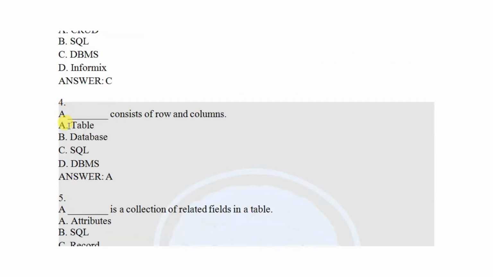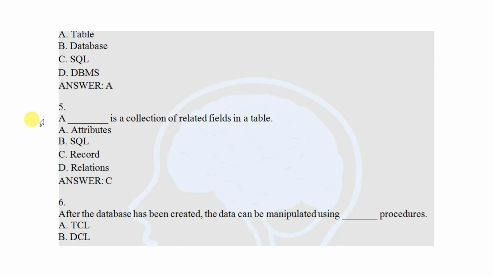Question number 4. A dash consists of row and columns. Your answer is option A. Table. So, a table consists of rows and columns. Question number 5. A dash is a collection of related field in a table. Your answer is option C. Record. So, a record is a collection of related field in a table.